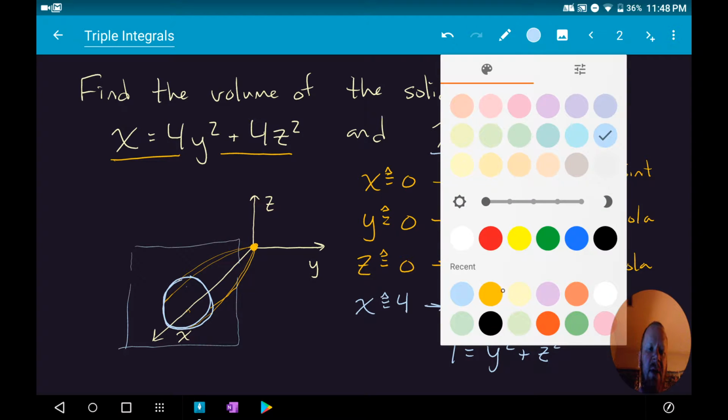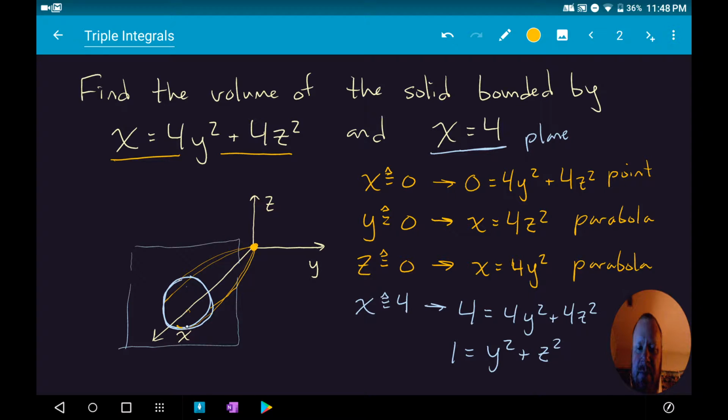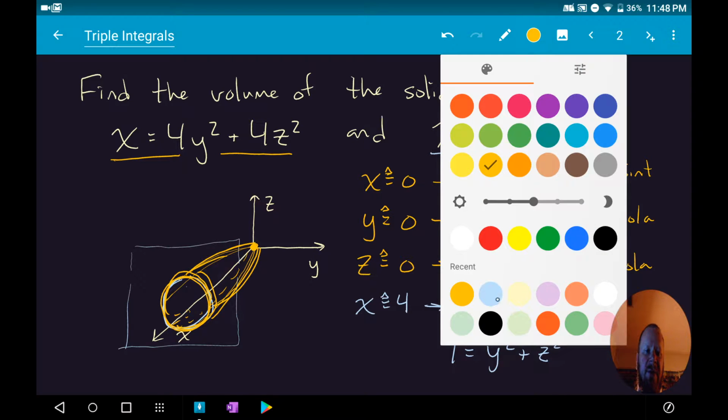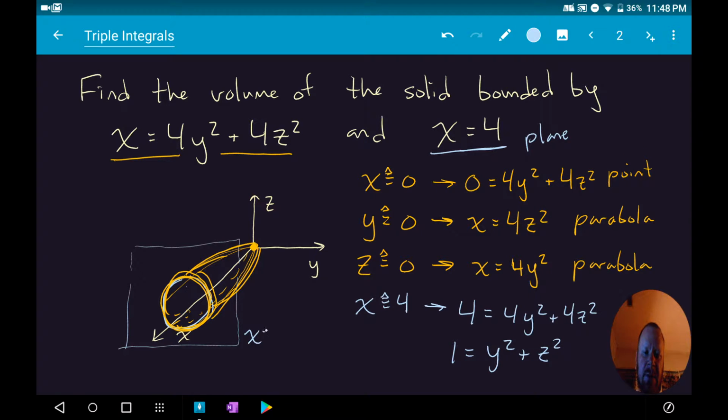So overall, this is kind of the shape of our shape, right? All right, so it looks like the bullet or something like that, but it stops right at x equals 4. So maybe we can label that plane there.